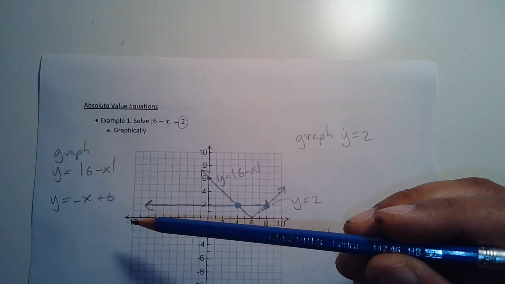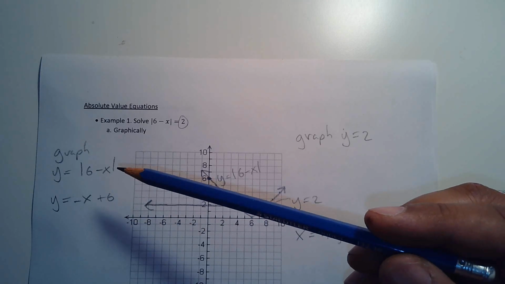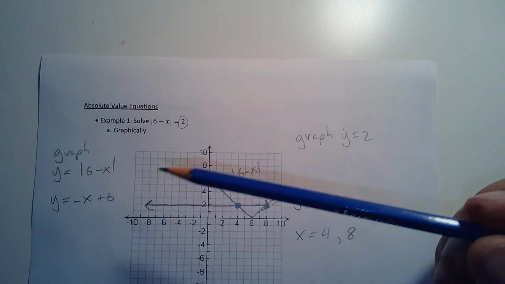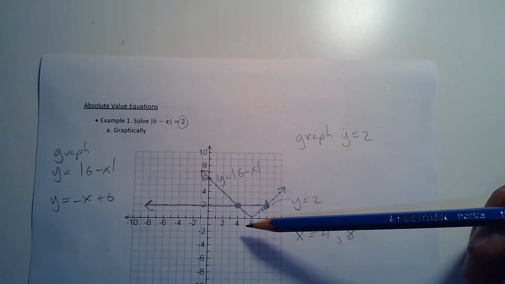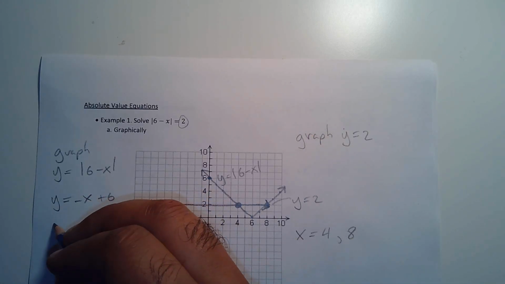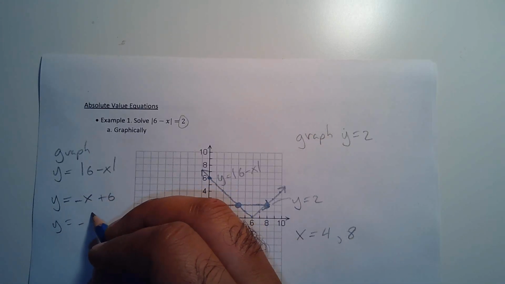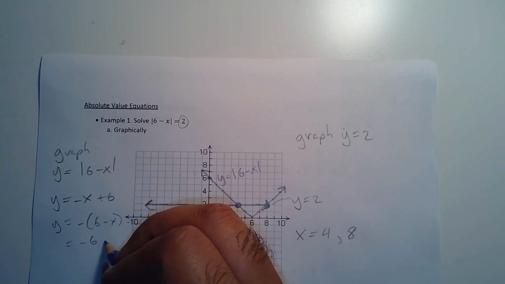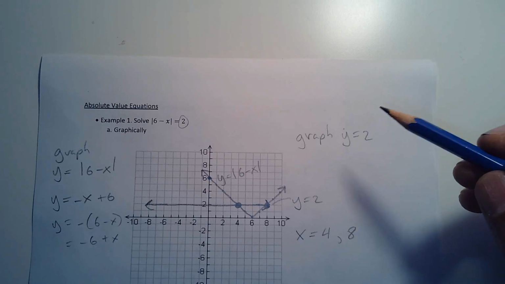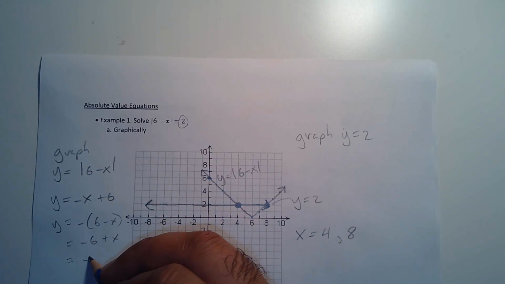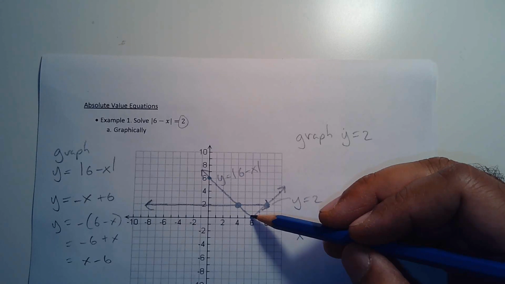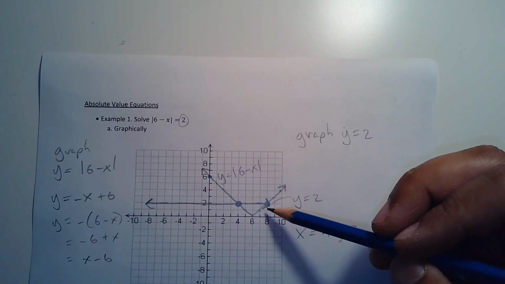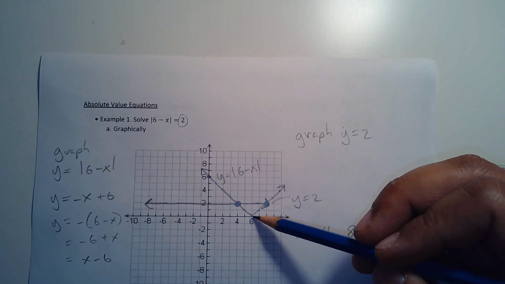You graph y equals, if we change this around, negative x plus 6. So that's for the right-hand part of it. And then the left-hand part of it would be y equals negative (6 minus x), which would equal negative 6 plus x, or if you want to put it in that format, x minus 6. So that would be this half of it. So there's the two halves, two lines that meet at the invariant point.